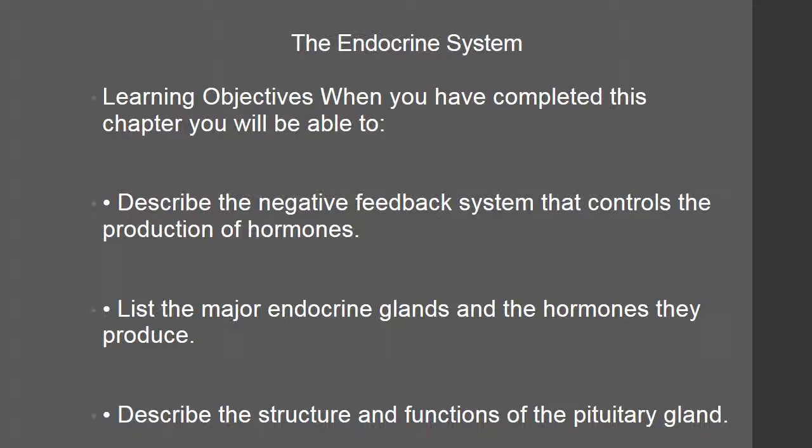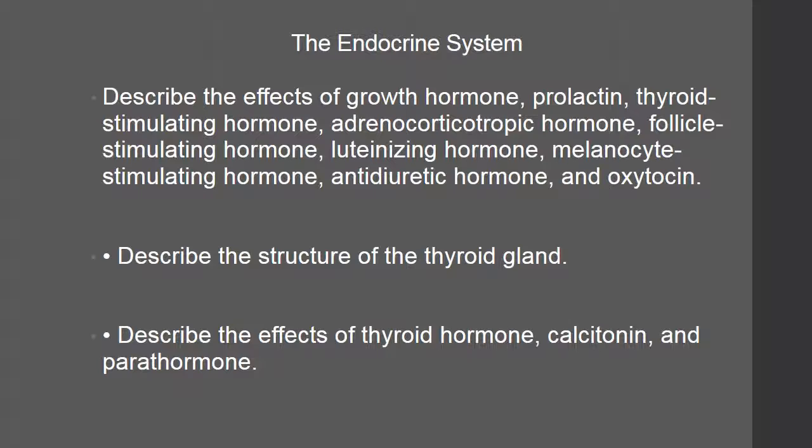pituitary gland, describe the effects of growth hormone, prolactin, thyroid stimulating hormone, adrenocorticotropic hormone, follicle stimulating hormone, luteinizing hormone, melanocyte stimulating hormone, antidiuretic hormone, and oxytocin. You should be able to describe the structure of the thyroid gland, describe the effects of thyroid hormone, calcitonin, and parathormone.